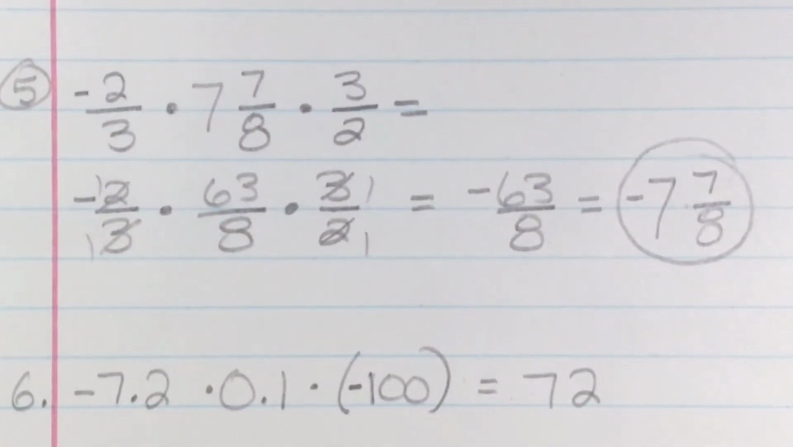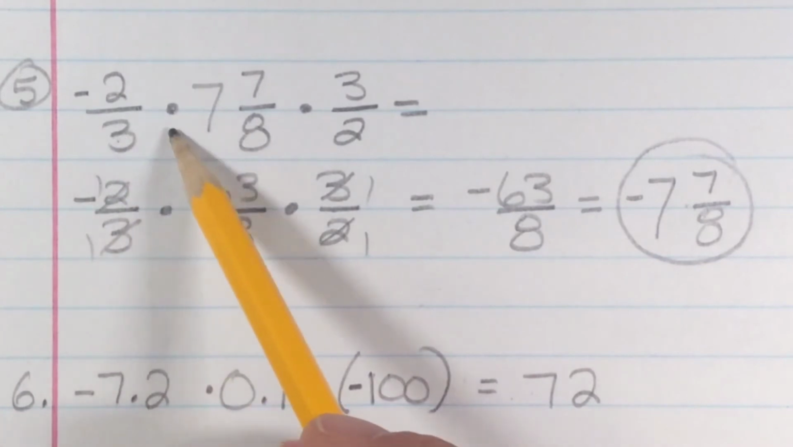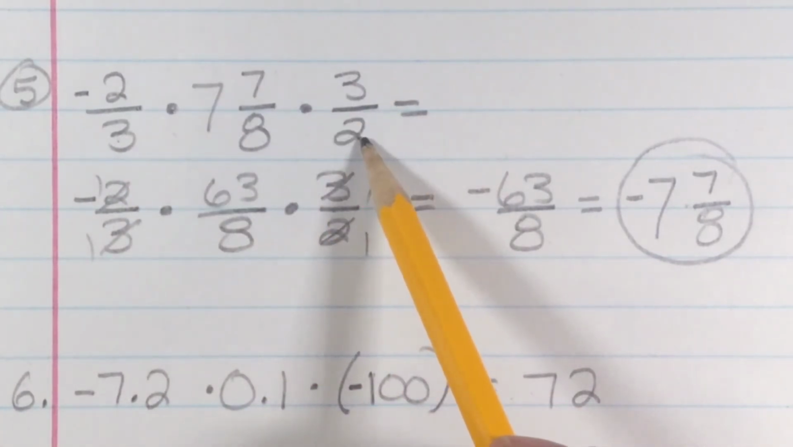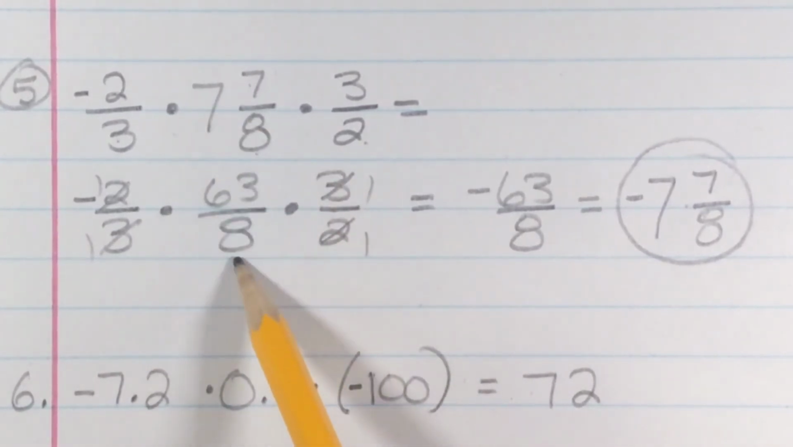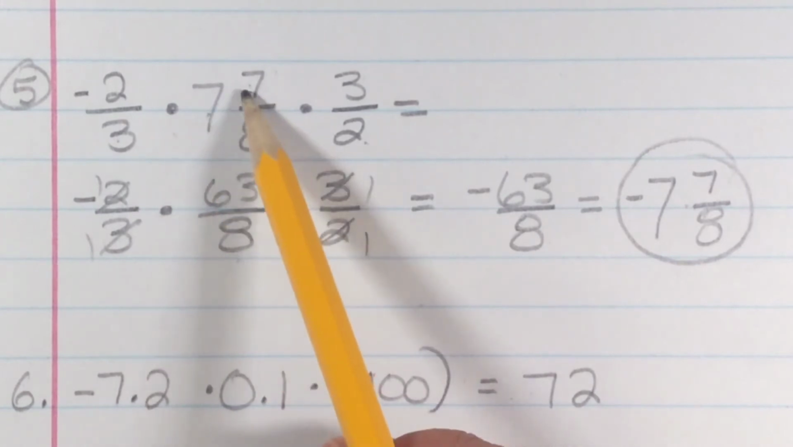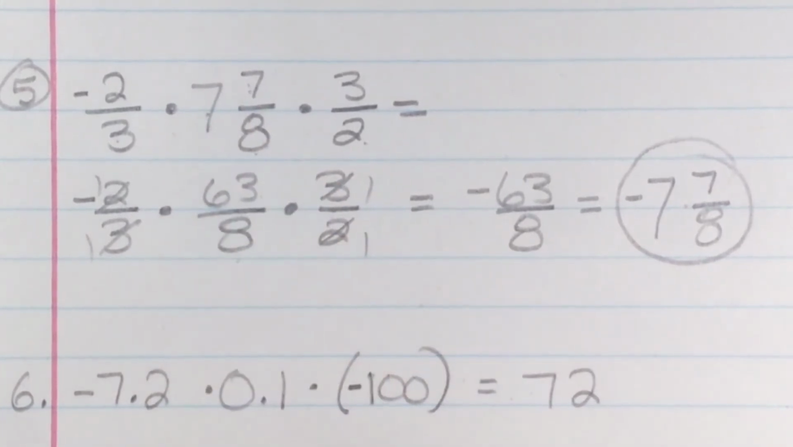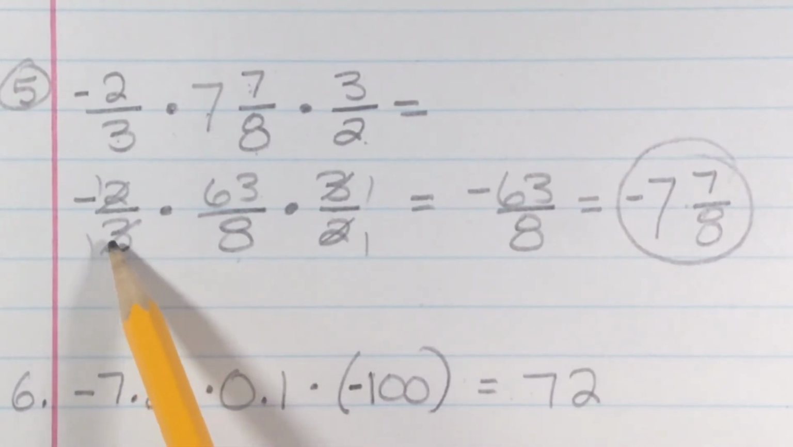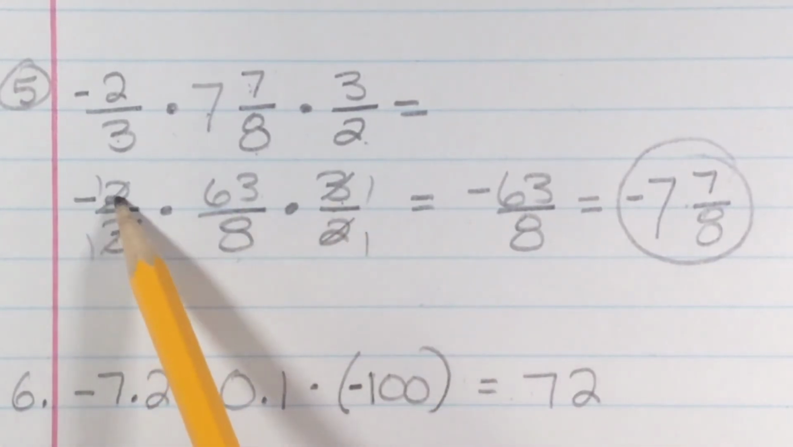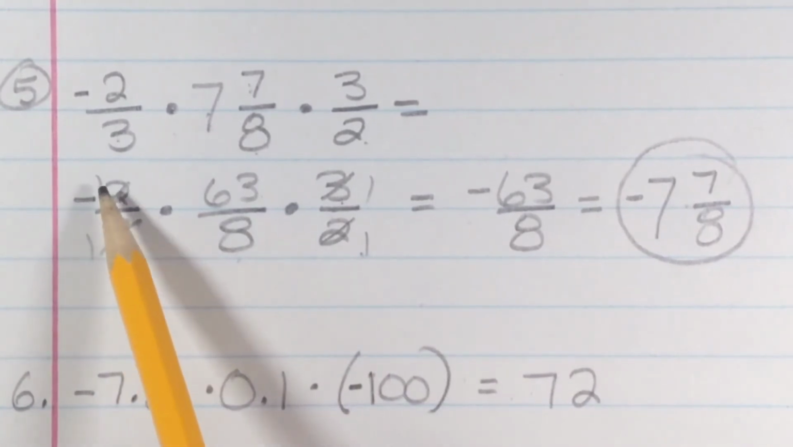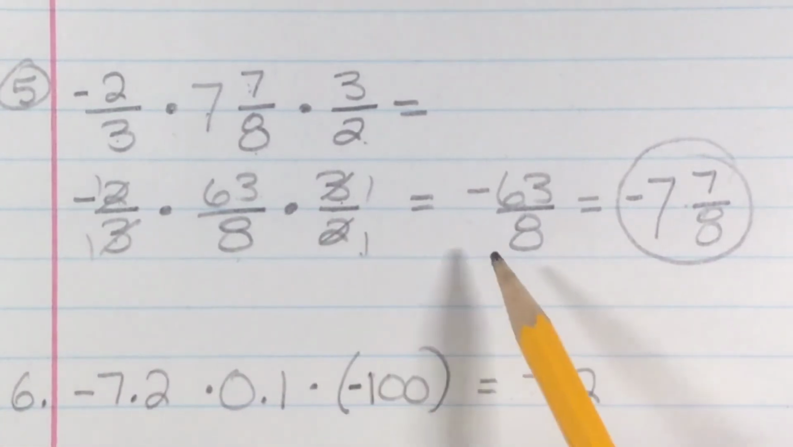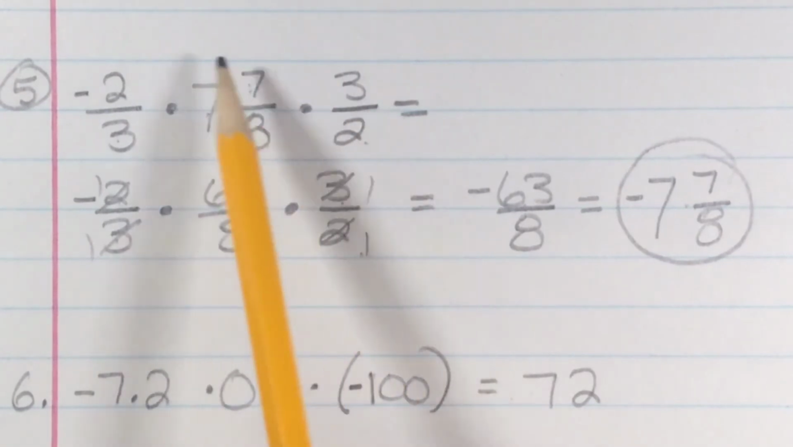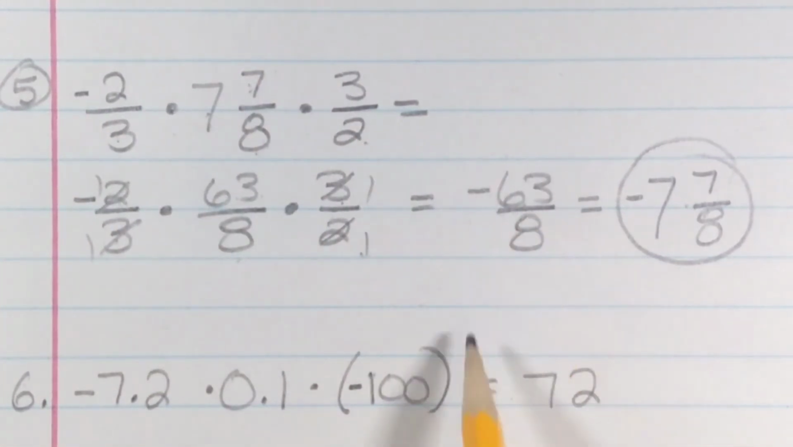Here I have 3 factors I'm multiplying together. Negative 2/3 times 7 7/8 times 3 halves. I write them all as fractions, which means 7 7/8 becomes 63/8. 8 times 7 is 56, plus 7 is 63. Then I simplified before I multiplied, and 3 goes into 3 once, 3 goes into 3 once. 2 goes into 2 once, 2 goes into 2 once. That made this pretty easy. 1 times 63 times 1 is just 63. 1 times 8 times 1 is just 8. There was an odd number of negatives, so my answer is negative. I did turn it back into a mixed number, negative 7 7/8.